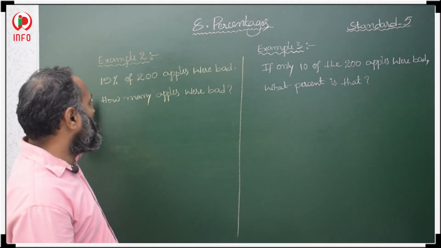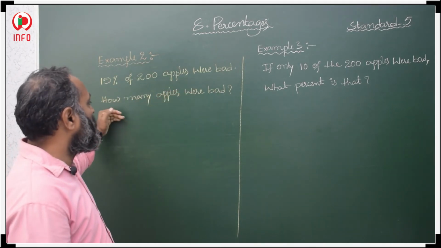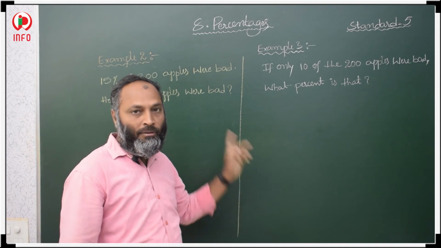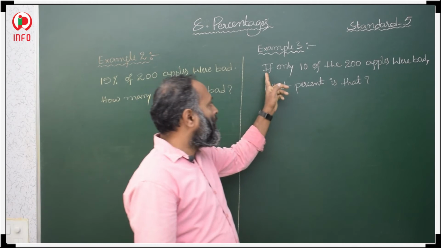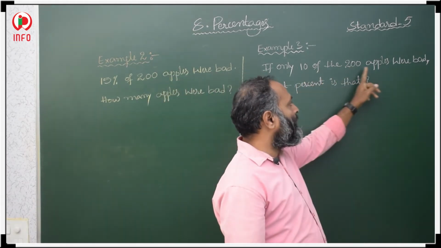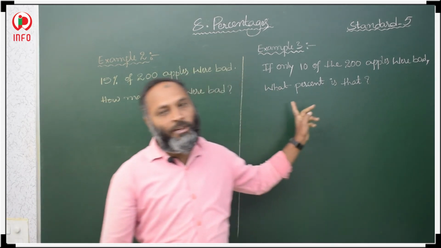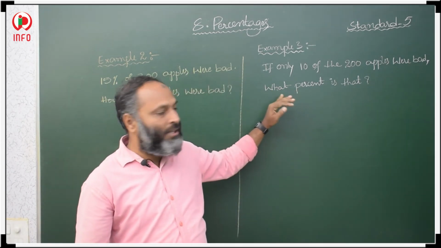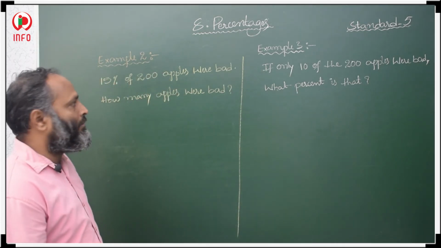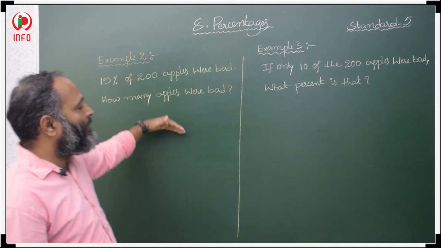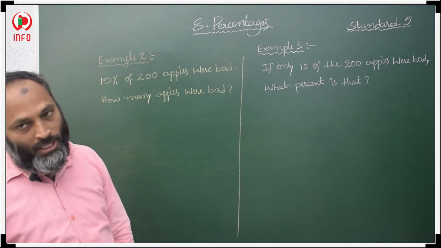Now see here in example 2. 15% of 200 apples were bad. Then how many apples were bad? So the number of apples we have to find. In the third example, if only 10 of the 200 apples were bad, then what percentage is that? Here the percentage we have to find. Here we have to find the number of apples that are bad. Percentage is given, we have to convert into a number. Here the number is given, so we have to convert into a percentage.